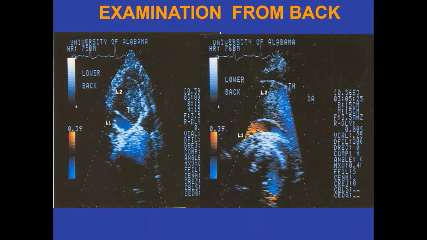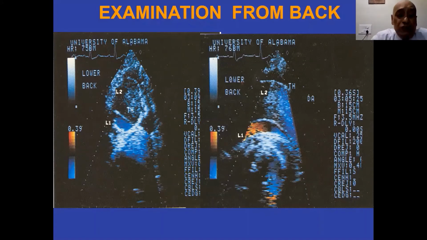The next question is, what are the views to visualize pulmonary veins? The main view that you're going to use is going to be the apical four-chamber view, or you can use the subcostal view. These are the two views that you're going to look at the pulmonary veins.